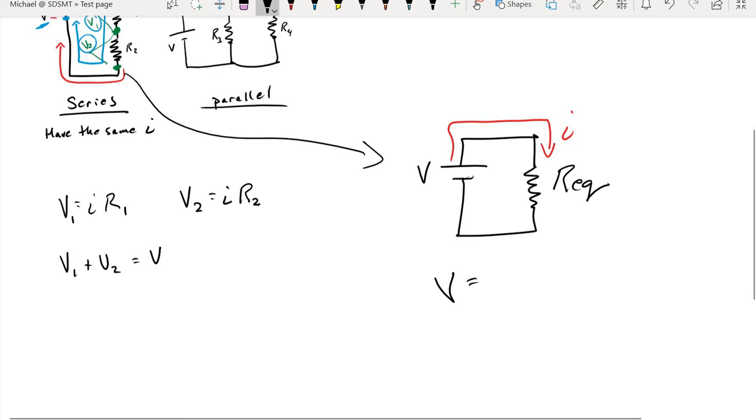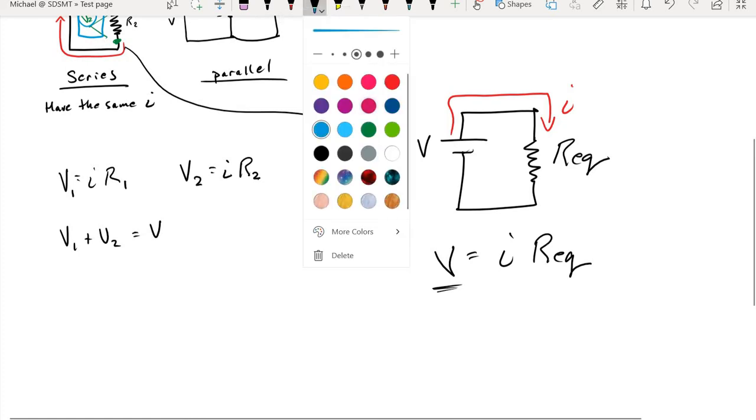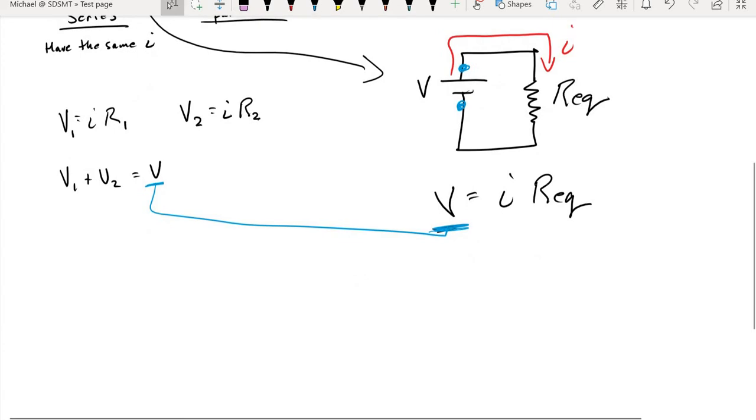Ohm's law says that V equals I Req. The potential across the equivalent resistor has to be the potential across the battery, because the only thing that is connected to the battery is that equivalent resistor. So our equivalent resistor has the same potential as the battery, but we said that the potentials of resistor 1 and resistor 2 have to add up to the potential of the battery. So let's make a substitution there.